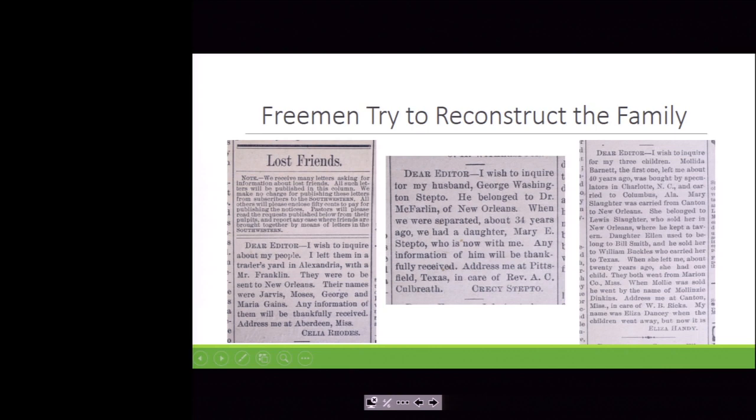Now, why might that be important? Pastors will please read the requests published below from their pulpits.